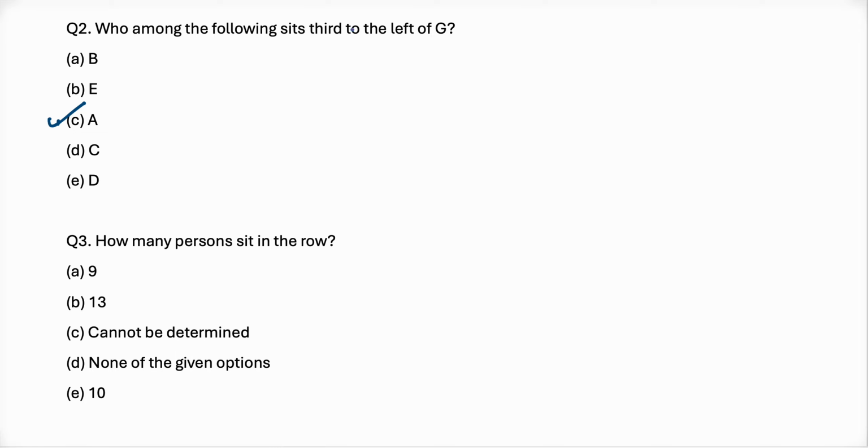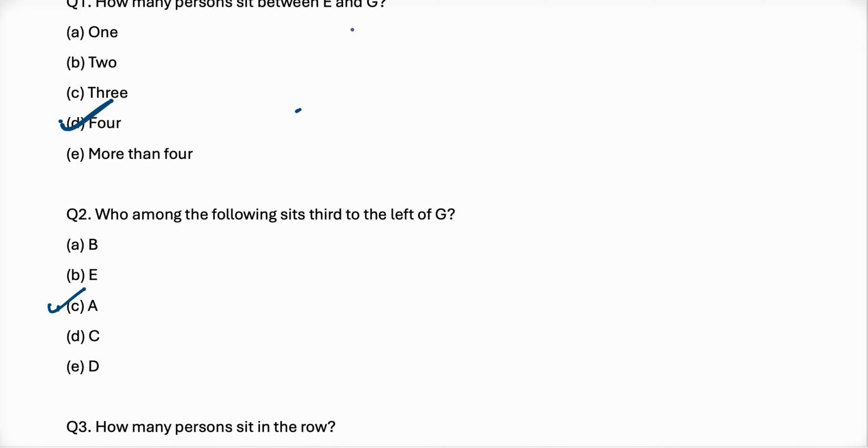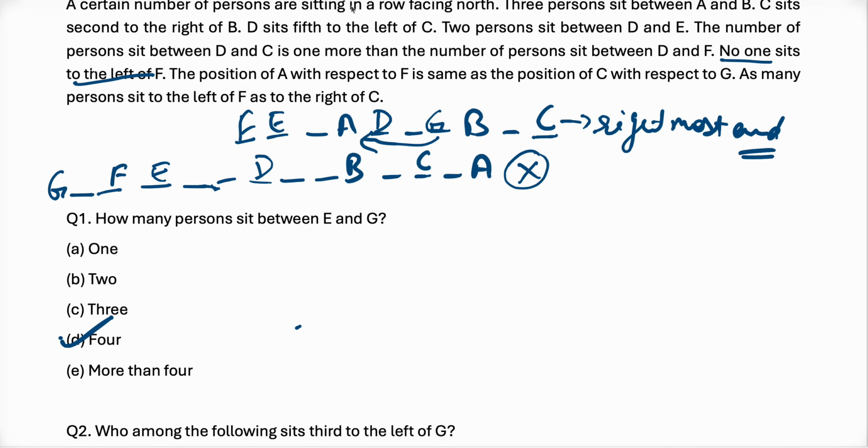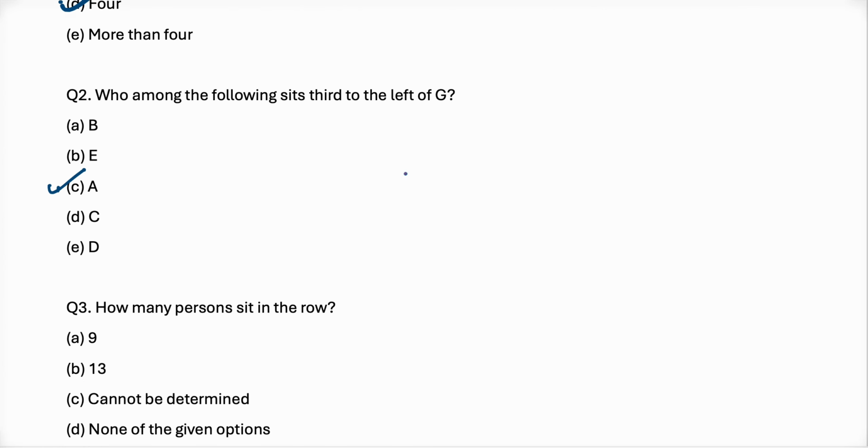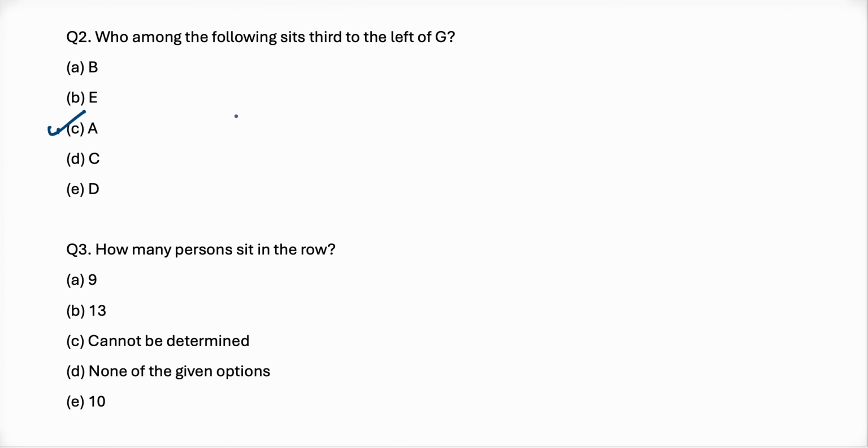Next it says, how many persons sit in the row? So we can count that there are 10 persons that are sitting in the row. Therefore accordingly here E is the right answer.